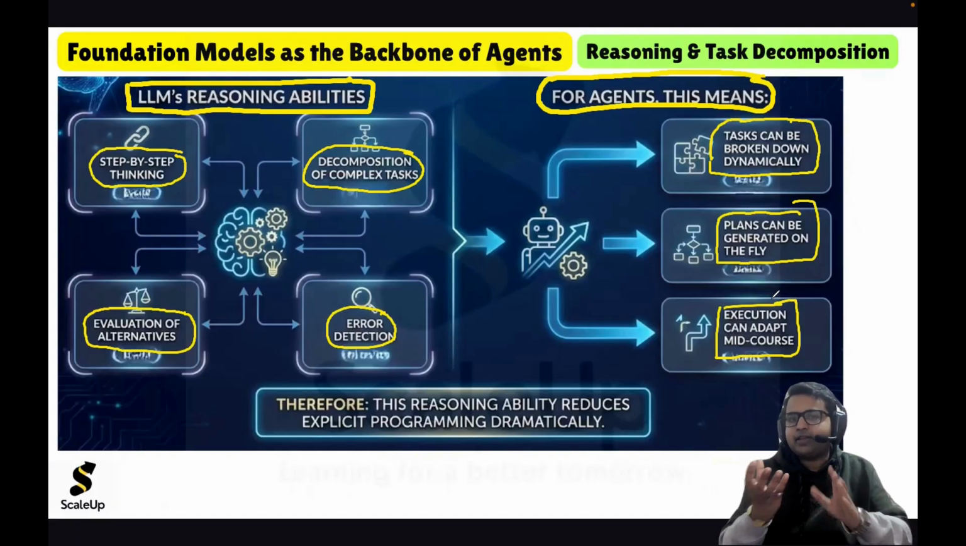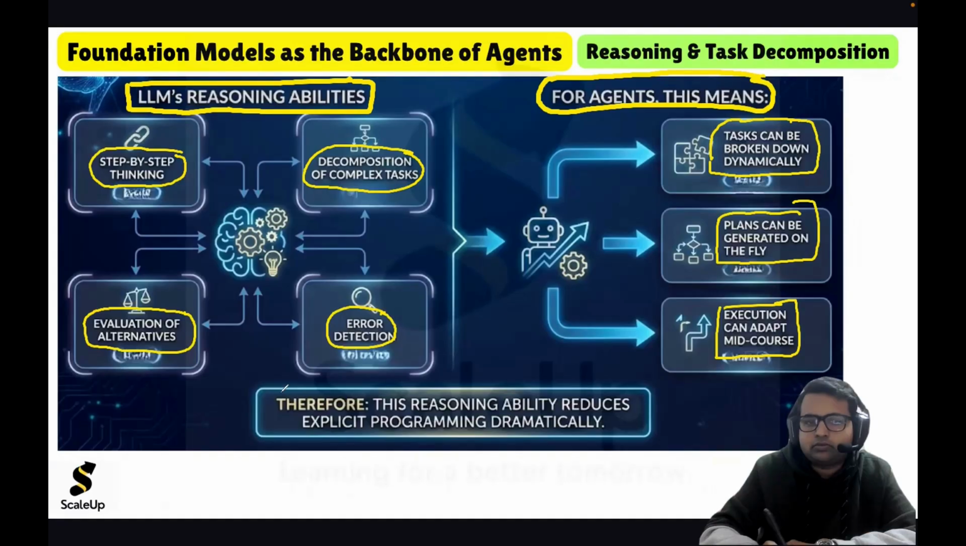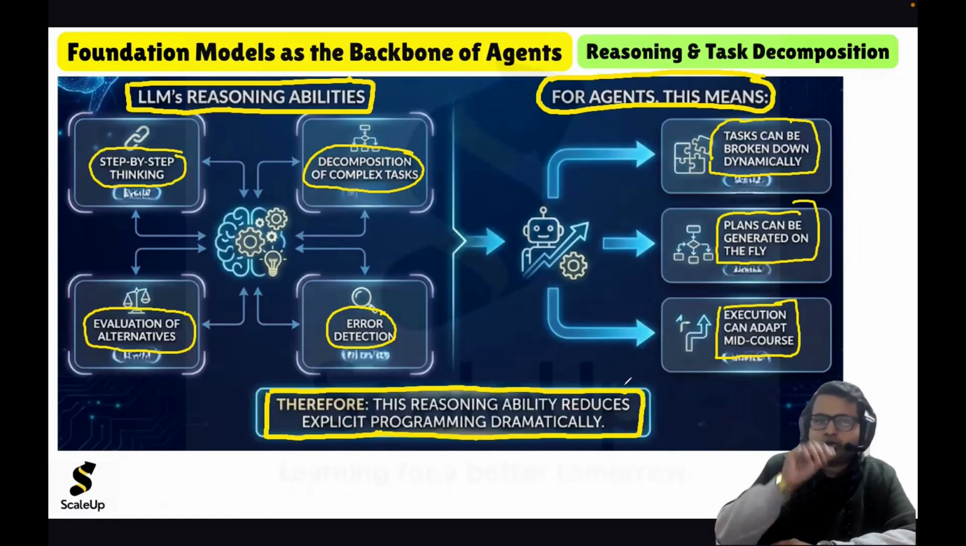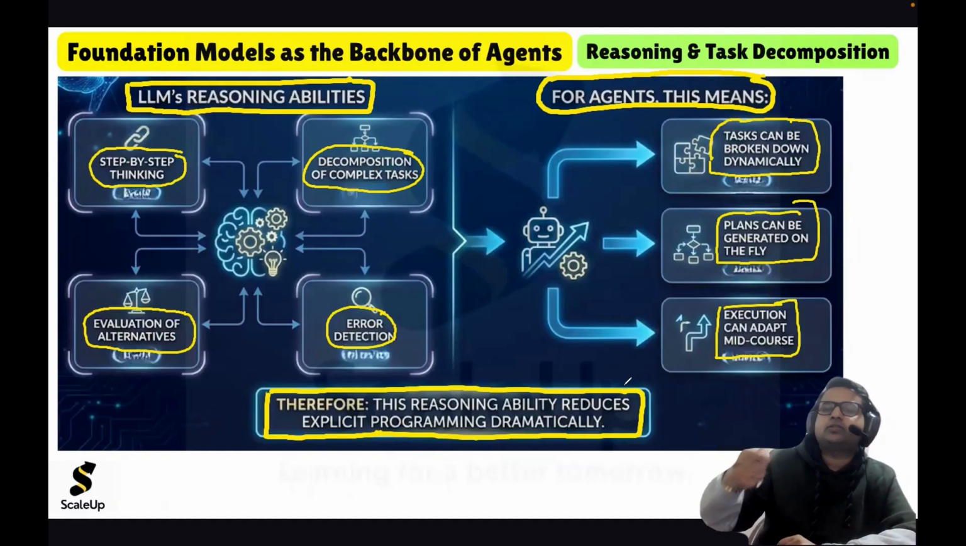Because the backbone of agents is the foundation model, the large language model. Now, in every step, the agent will be communicating with the large language model. So therefore, we can say that this reasoning ability reduces explicit programming dramatically. Because of this reasoning ability, there is no need for us to explicitly code, give instructions, or program.